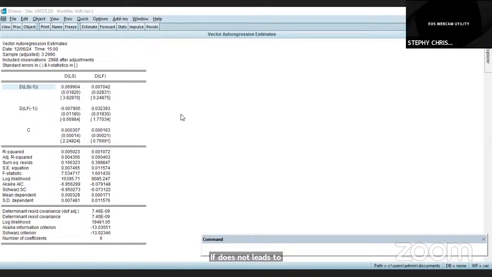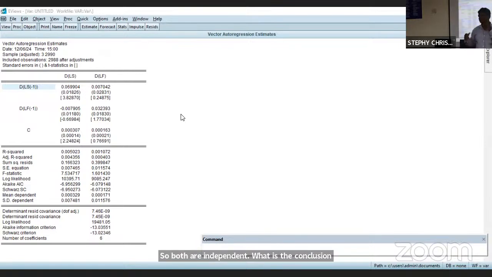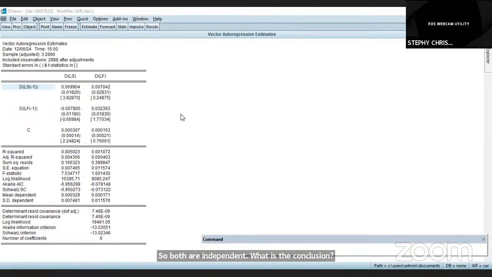Now look at the second equation. Which coefficient is important? D of LF. Which is important? LS. Is it significant? So both are independent. What is the conclusion? Future does not impact spot. So both are independent. But I don't want to believe the result of this. Why? Because how many lag lengths? The lag length is 1.